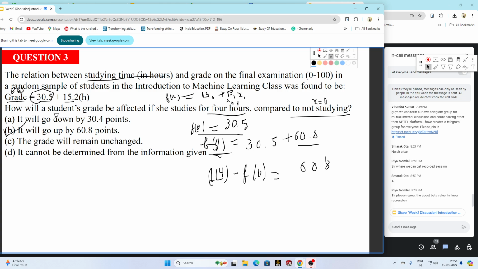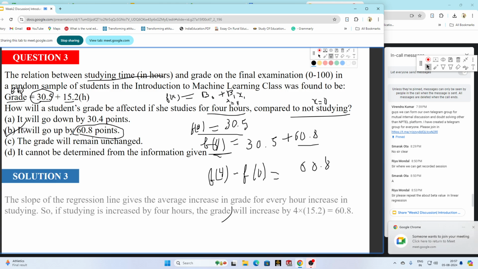Now we are asked how the student's grade will be affected. So we are basically asked to find f(4) minus f(0). So f(4) minus f(0) will be equal to 30.5 plus 60.8 minus 30.5, that will be equal to 60.8. That means the grade will increase by 60.8 points if the student studies for 4 hours compared to not studying. Okay, so option B is your correct answer.